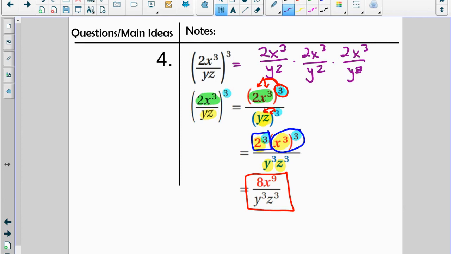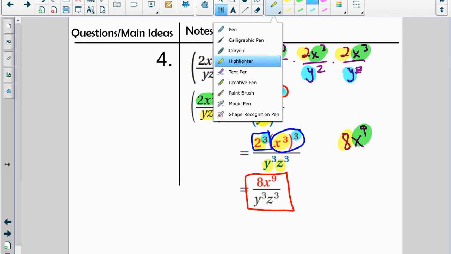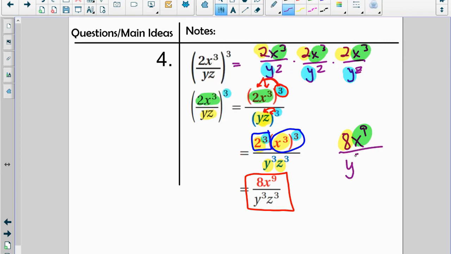And from there, you could just look at what you are multiplying on the top. 2 times 2 times 2 is 8. X cubed times x cubed times x cubed. That's x to the 9th power, because it's like x times x times x times x times x times x times x times x. So 2 times 2 times 2 is 8. X cubed, x cubed, x cubed is x to the 9th power. And on the bottom, we've got y times y times y is y cubed.